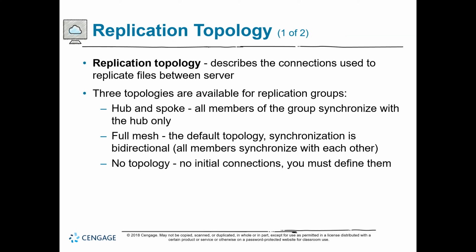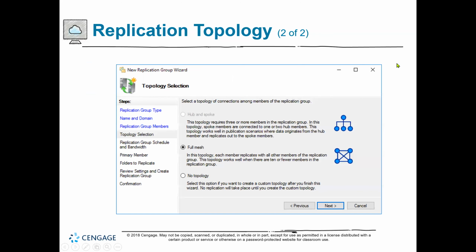All members of the group synchronize with the hub only. Full mesh, the default topology: synchronization is bidirectional and all members synchronize with each other. Or there's no topology at all, with no initial connections, and you have to define them. So here's your topology selection. You can do hub and spoke, which shows you a nice little diagram there, and then you have full mesh, and then you have the option for no topology.